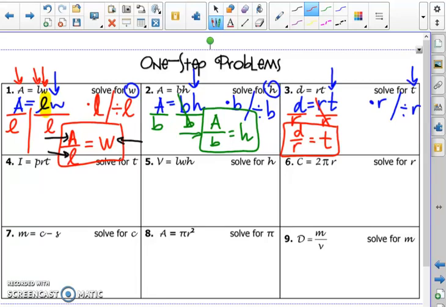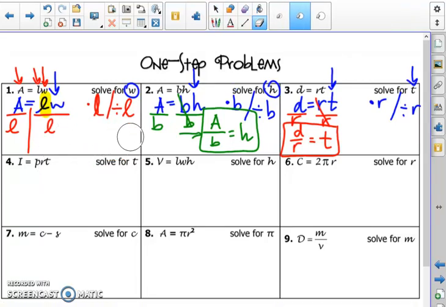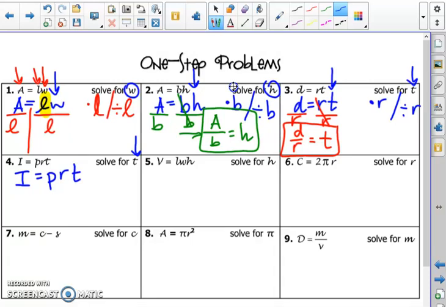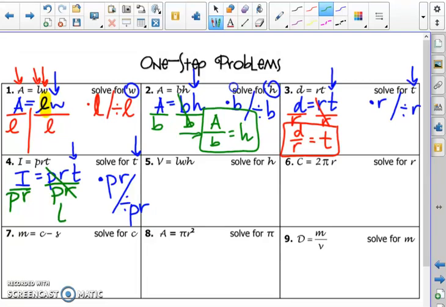All right, I'm going to give myself some room for this next one. So we have I equals PRT, and we're solving for T. Looking at T, it's being multiplied by both P and R. So if it's being multiplied by two terms, we can actually divide by both of those terms at the same time. So for this equation, we can divide by PR, divide by PR, and we're left with T is equal to I over PR. And that's it.